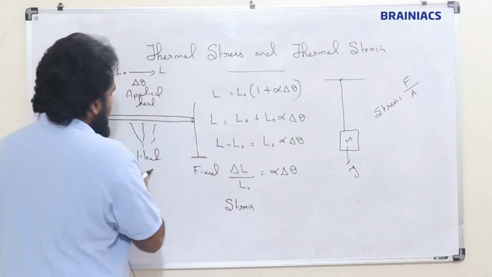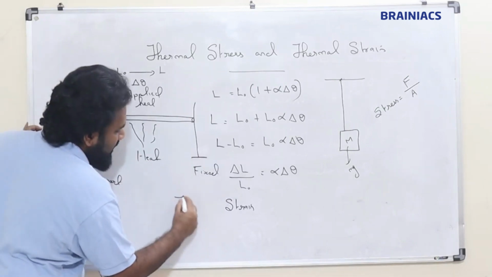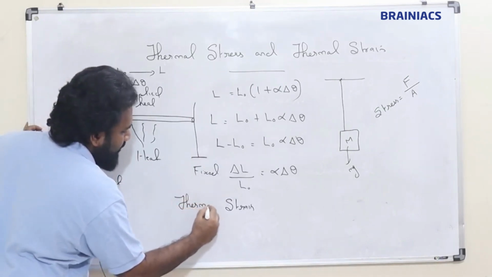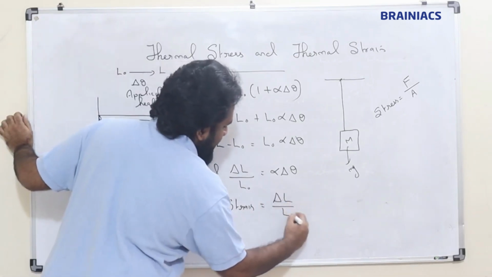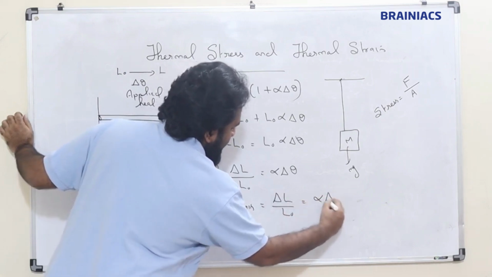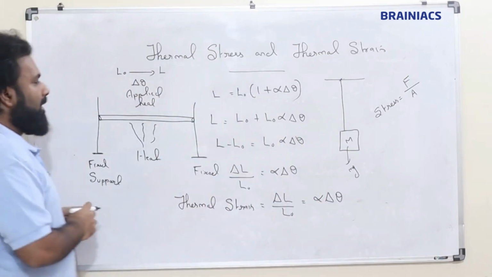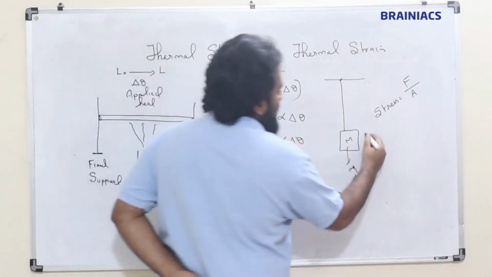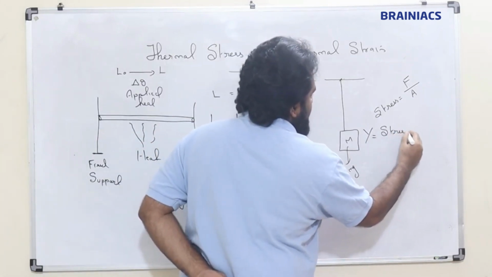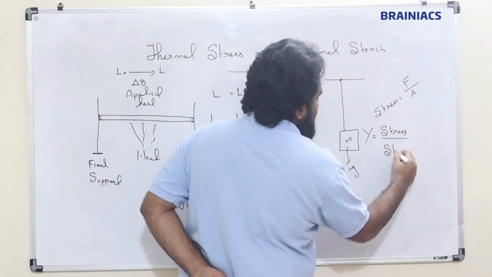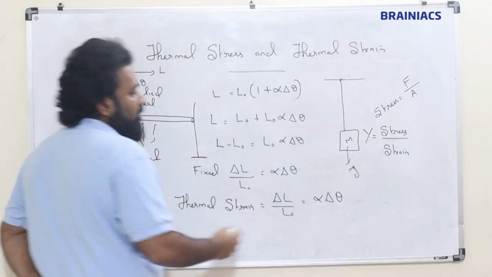This is actually strain. Just because we are increasing the temperature by applying heat, we can call this strain thermal strain. So thermal strain, that is delta L by L naught, this is actually what? Alpha delta theta. Clear? Now we know Young's modulus Y is equal to what? Stress divided by strain. Okay, and Young's modulus is there for this material also.